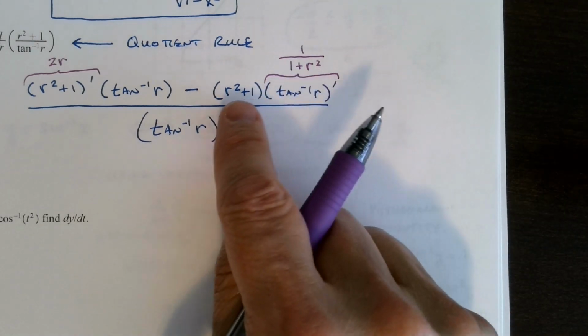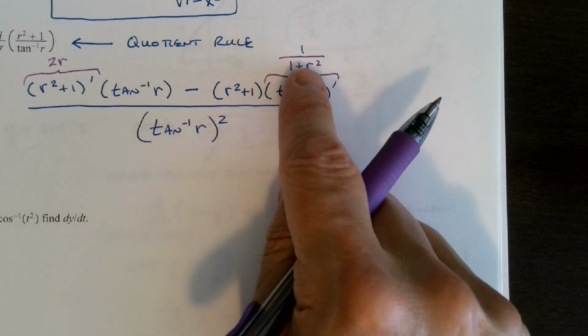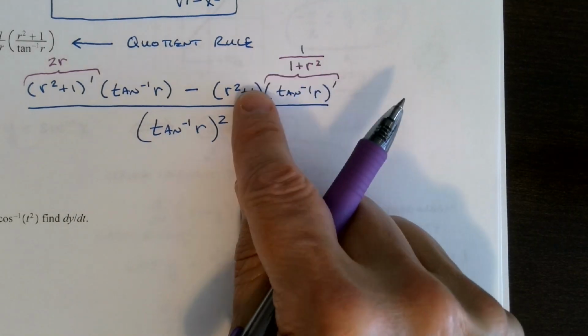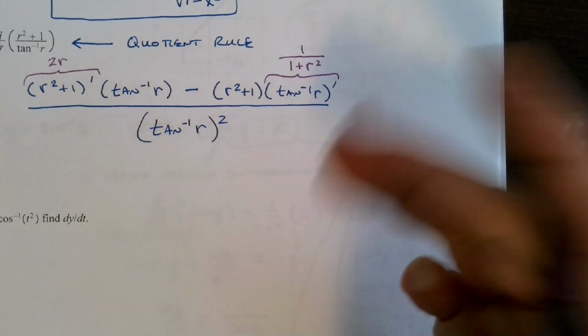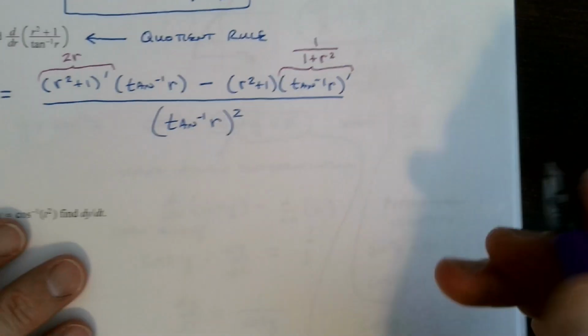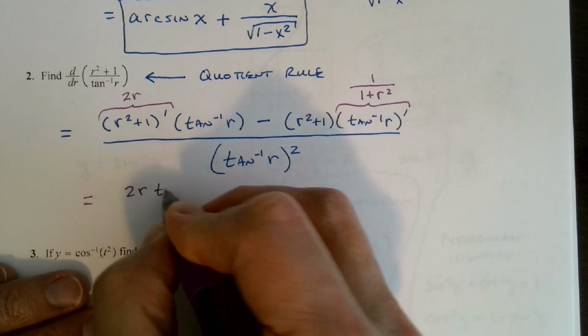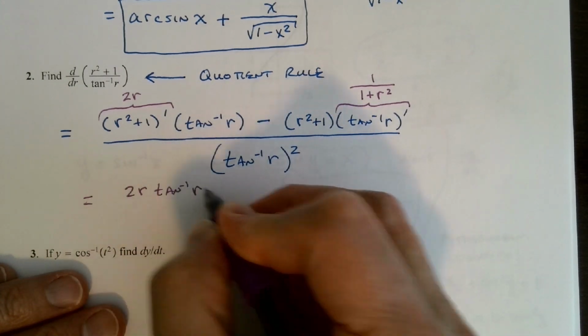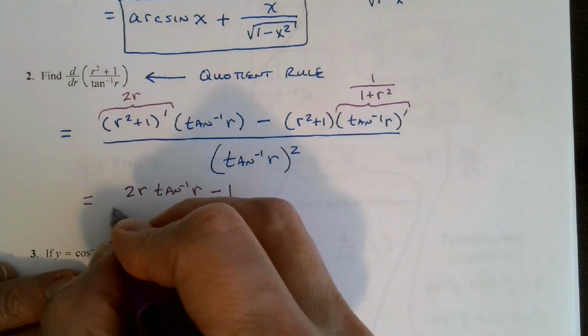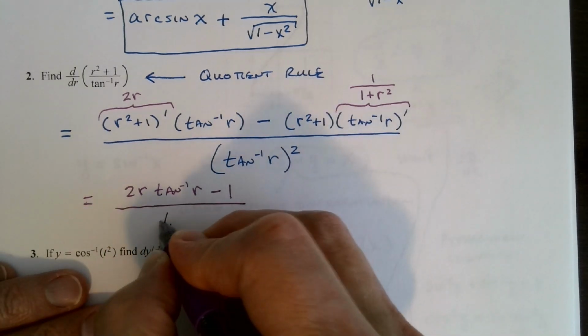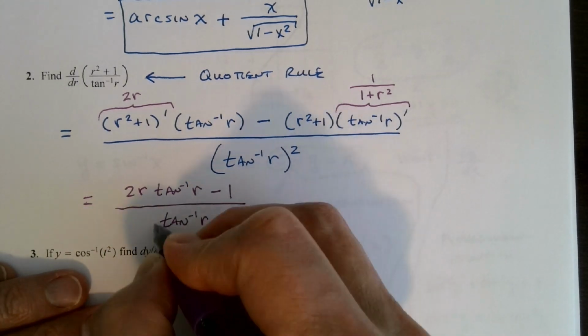What happens when I multiply r squared plus 1 times 1 over r squared plus 1? This product up here is now equal to 1. It's just equal to 1. And so this simplifies down to 2r tangent inverse r minus 1 over tangent inverse r all squared.